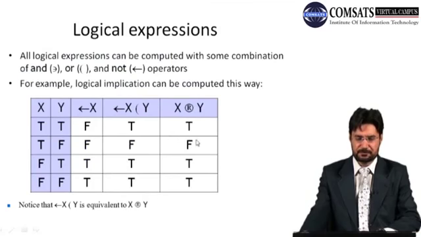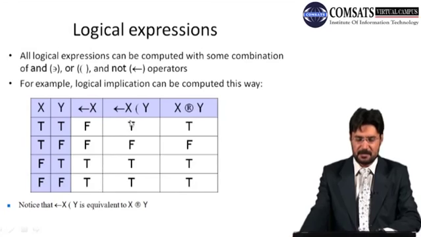It's for logical operations. So what kind of expressions can we use? All logical expressions can be computed with some combination of AND with this symbol, or this symbol, and NOT with this symbol. For example, logical implication can be computed in this way. So if we want to take a negation of X, then we can say it is in this situation. If we have X true, the negation of true is false. If we have false, the negation of false is true.